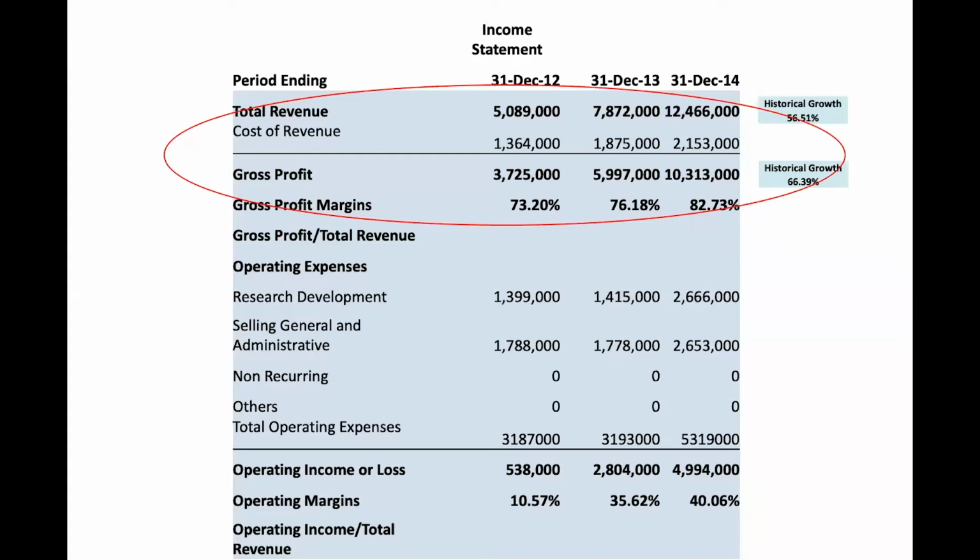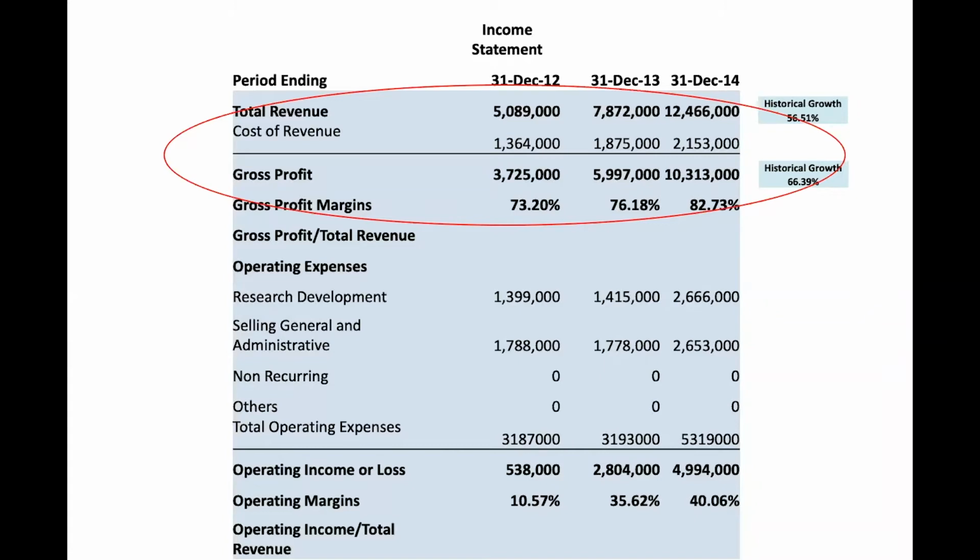Total revenue comes from your total sales. These sales can be cash or credit. Subtract total cost of revenue from total revenue, and you have gross profit. Divide your gross profit by the total revenue, and you get your gross profit margin.